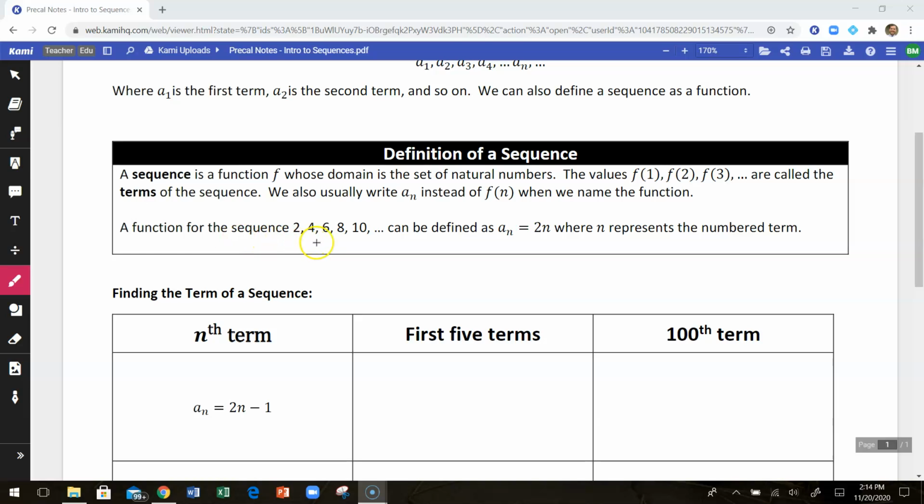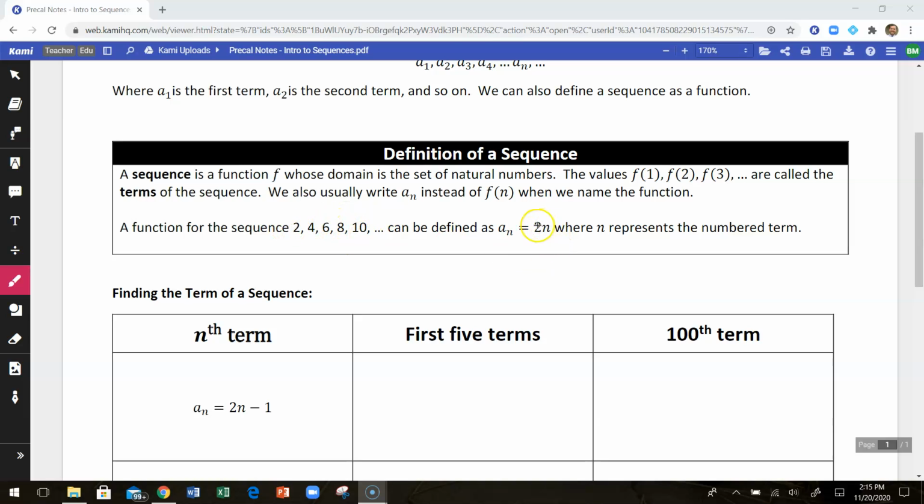The function for the sequence 2, 4, 6, 8, 10, and so on can be written as a sub n equals 2n. So what that means is if I plug in 1, I get 2. If I plug in 2, I get 4. If I plug in 3, I get 6. And so we're writing a formula that's telling us if I want to know the nth term, whatever that is, I plug in that number, and that would give me the value of that term.